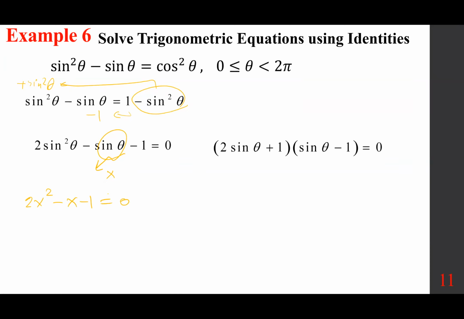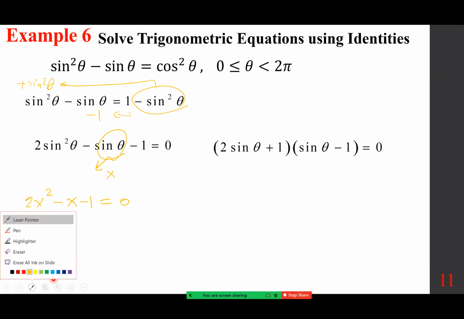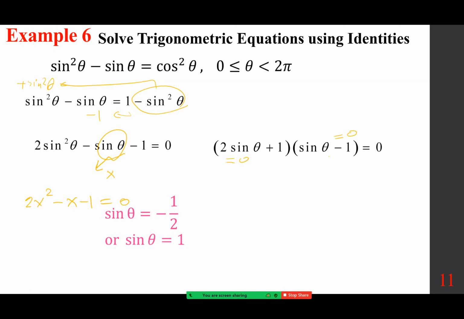So this will result in sine theta equals negative 1/2, because remember, we said that equal to 0. So if this is 0 and if this is 0, this results in sine theta being negative 1/2, and this results in sine theta being 1. Now, sine theta being 1, there's only one answer, which is pi over 2.